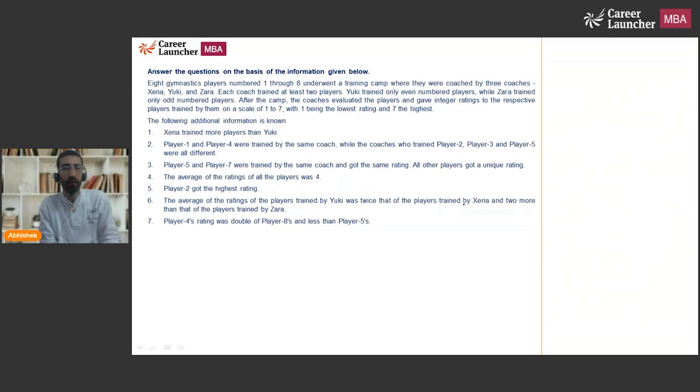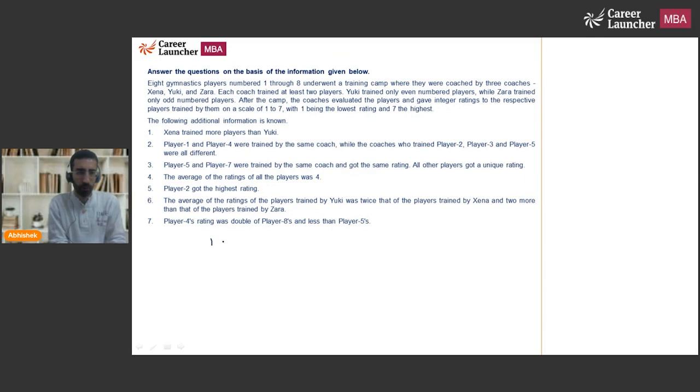This has 8 gymnastic players, coached by 3 people, and Yuki trains only even number of players. The people the coaches train is given, or the people they don't train is given. There are 7 players, and some other detail is given. If you read all this, you'll realize there are not too many variables.